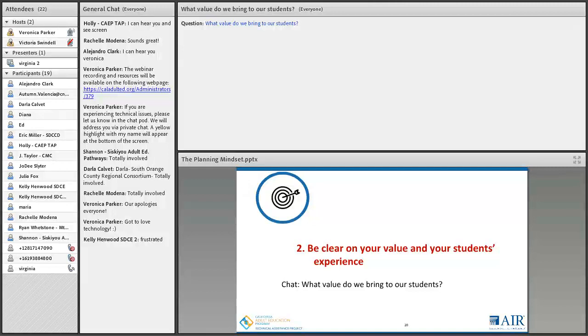When I ask about what value you bring to your students, I guess what I'm asking is more than just the obvious. Yeah, you give people skills, you teach people language, you teach people math, but what's the larger value you bring to your students? I had two people typing and now it's gone.